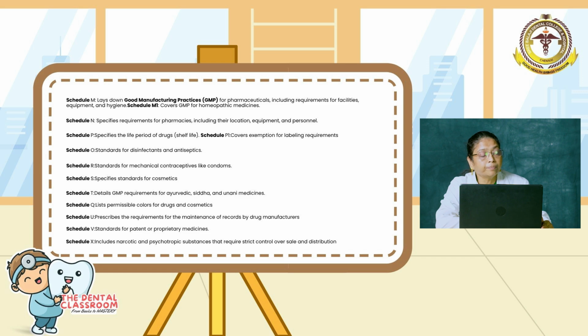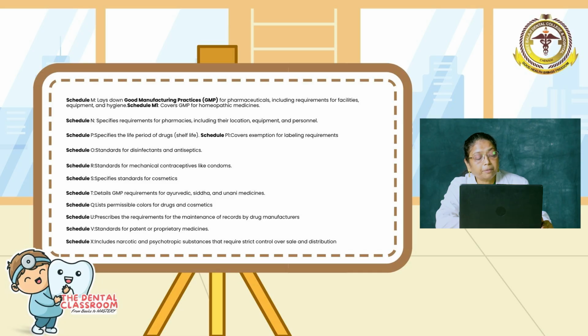Coming to Schedule P, it specifies the life period of drugs, that is shelf life. Schedule P1 covers the exemption for labeling requirements. Schedule Q lists permissible colors for drugs and cosmetics. Schedule R states the standards for mechanical contraceptives like condoms. Schedule S specifies the standards for cosmetics.